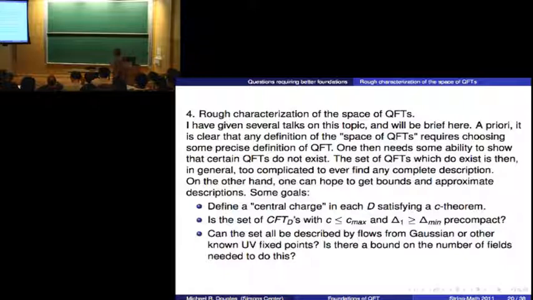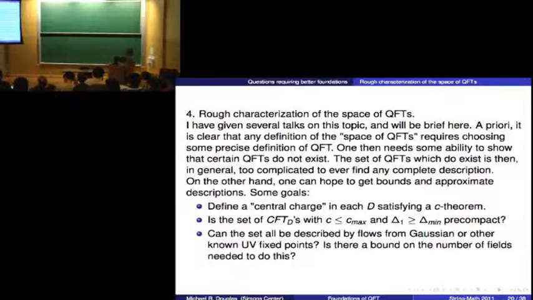One important, well-studied goal is to define the central charge in every dimension which decreases under RG flow. Once you have that type of measure of the number of degrees of freedom, you'd like some sort of statement that the set of conformal field theories with that central charge bounded from below is finite in some sense. And the right way to say that is that it's precompact, and you have to put a lower bound on the operator dimensions. And this has been discussed in my other work.